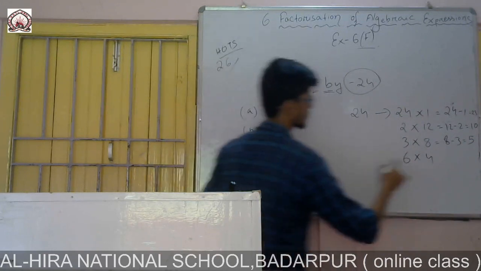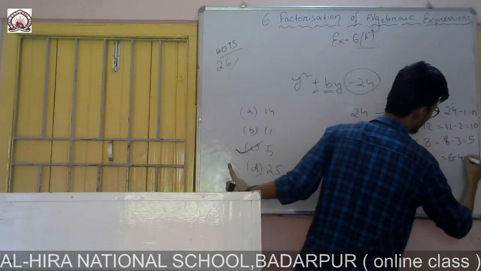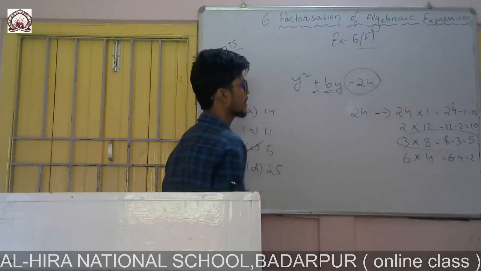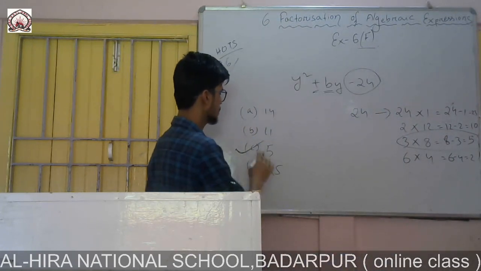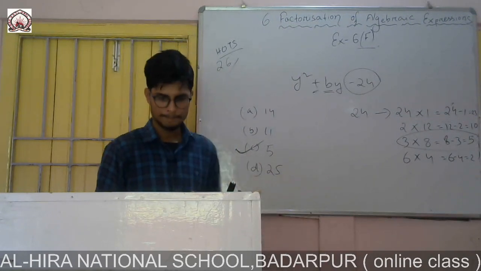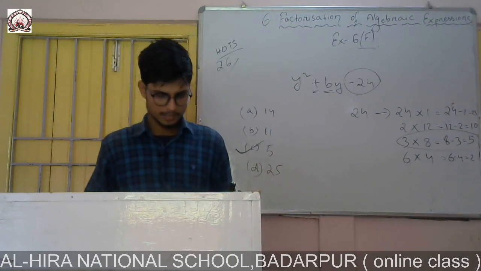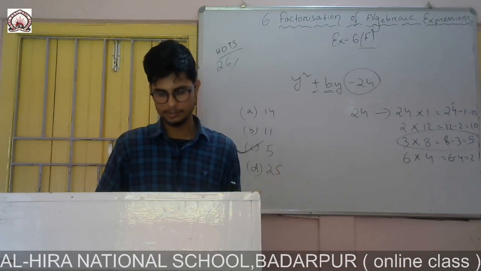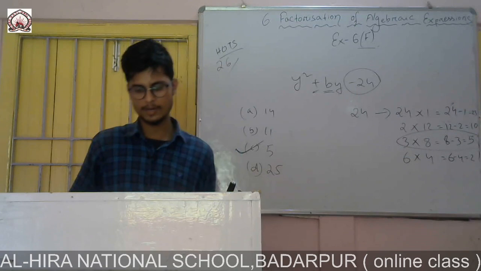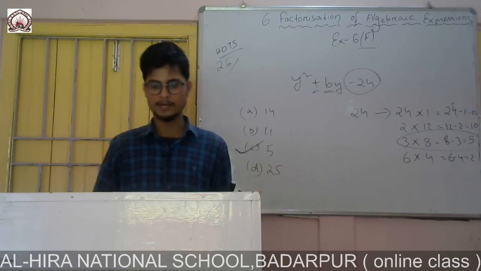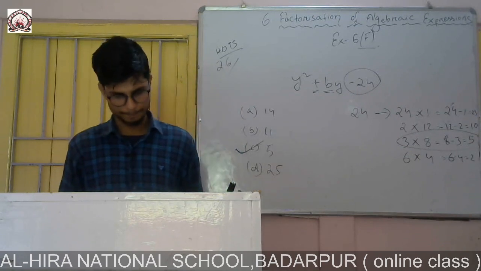Then also let me check this one. 6 minus 4, it is 2. That means the answer is 8 minus 3, which is equal to 5. Therefore, you directly write the answer. The correct answer is option number C, 5. Because if I put the value of 5 in this expression, y square plus by minus 24, in place of b, then it will be factorable. Okay.